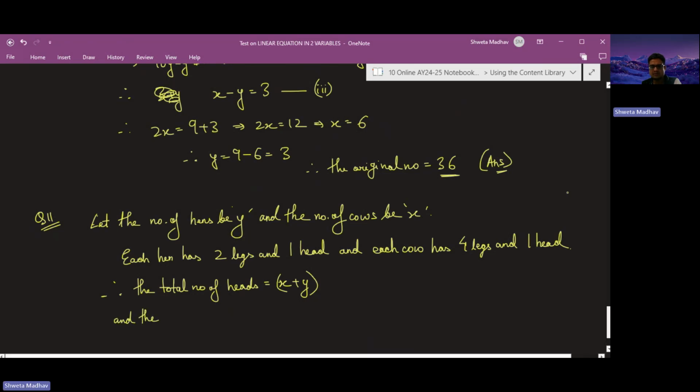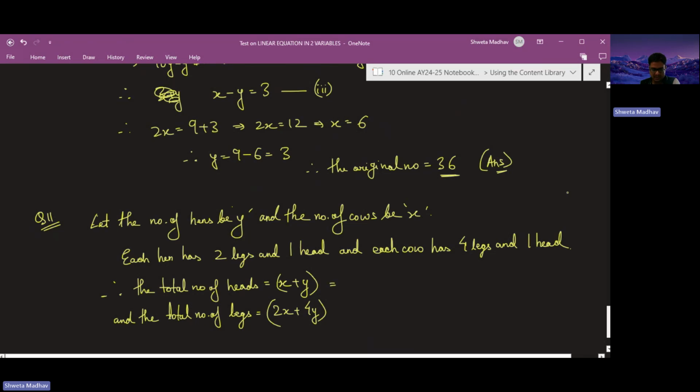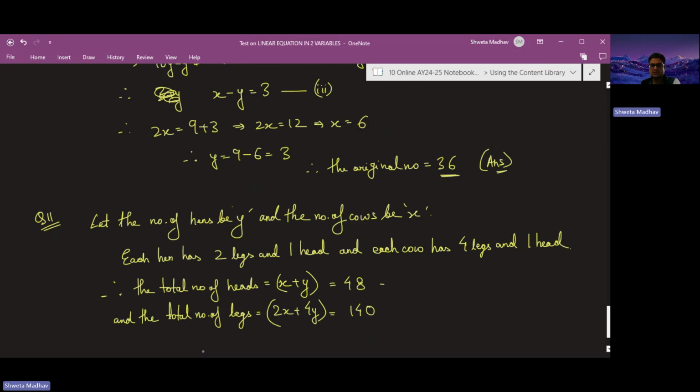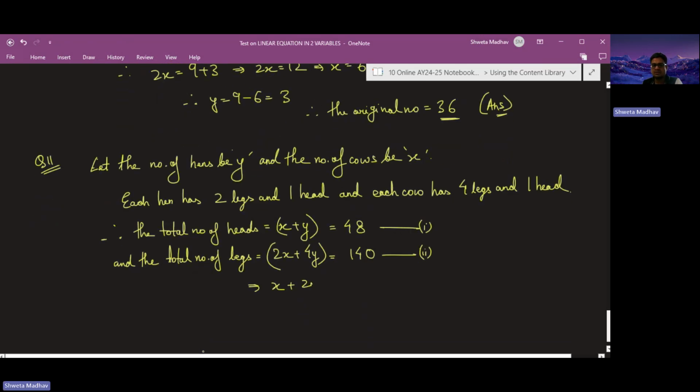And similarly, the total number of legs that we will have will be 2x plus 4y. Now the total number of heads that is told is equal to 48, and the total number of legs is 140. So this is our equation 1 and this is our equation 2, and then we have to solve it. So now we can say that this will be x plus 2y, that is equal to 70. This is equation 3.